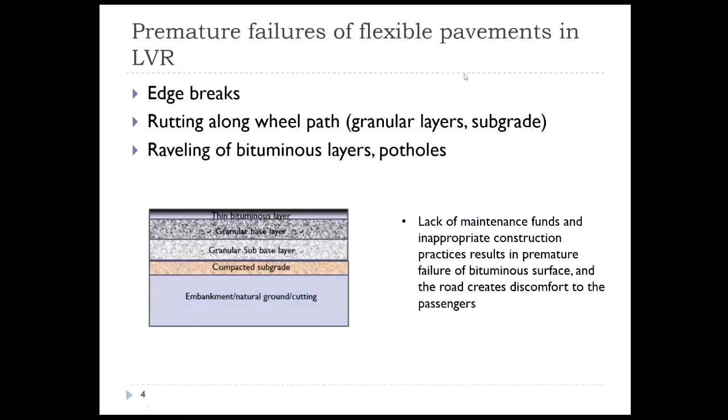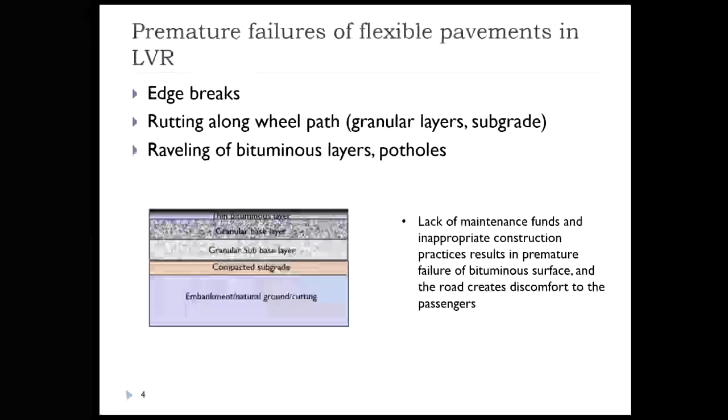But we all understand that because of several unforeseen reasons, our flexible pavements fail prematurely. This can be problems with respect to construction. If you are unable to compact the different layers to the adequate density, then our pavements may fail prematurely because of this construction deficiency. So there are different reasons why a flexible pavement will fail.